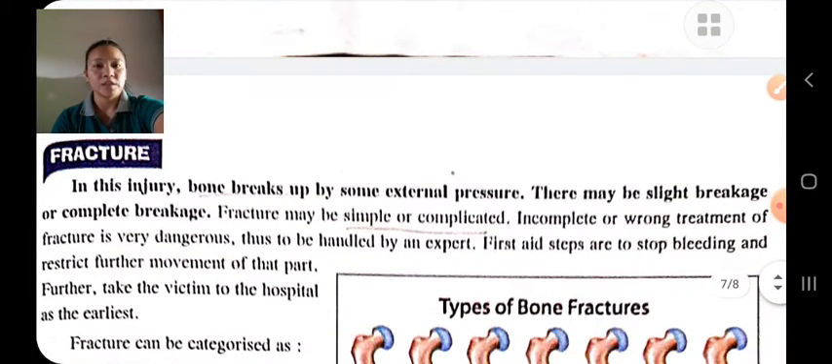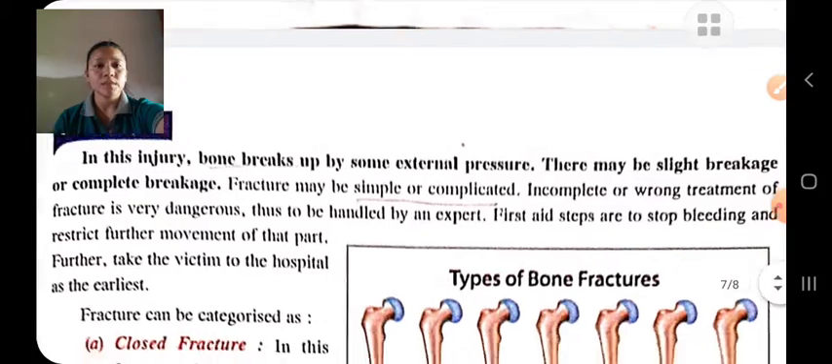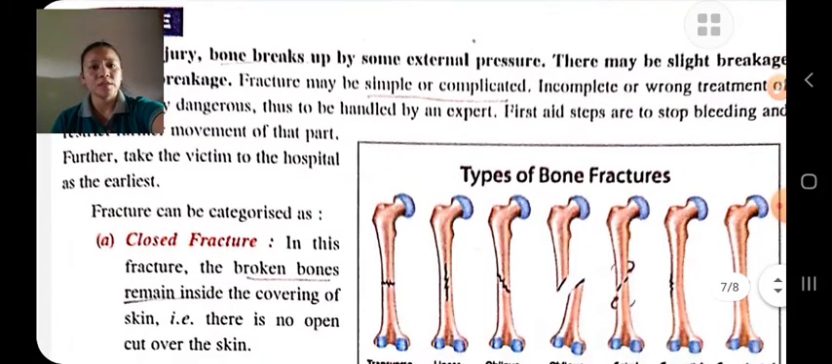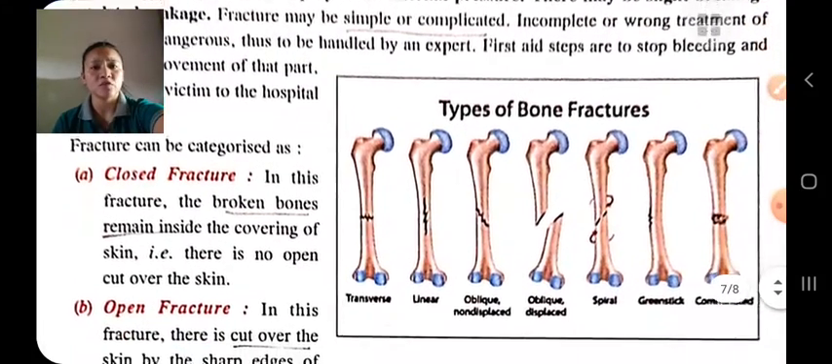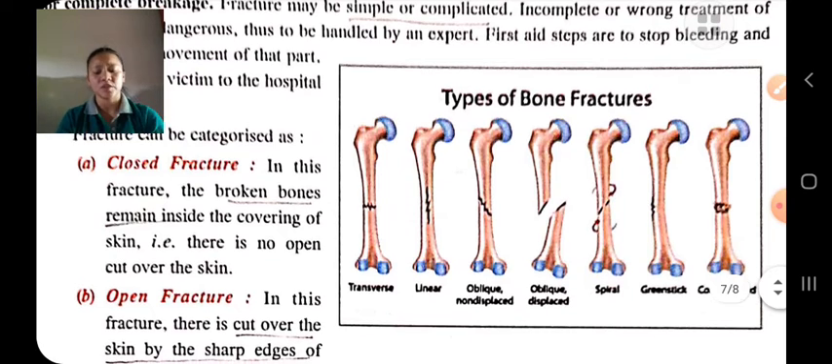Next is fractures. A fracture is an injury in which the bone is broken by some external pressure. There may be slight breaking or complete breaking of bones by external pressure. Fractures are categorized as closed fractures and open fractures.